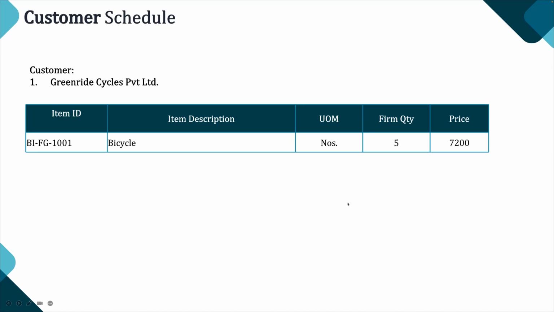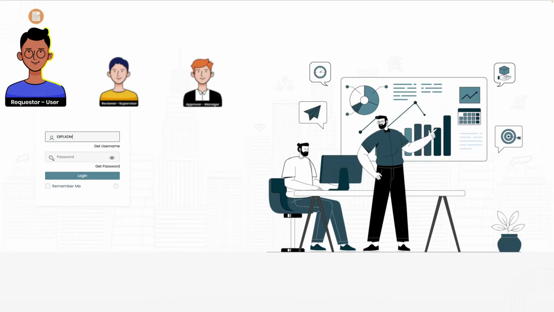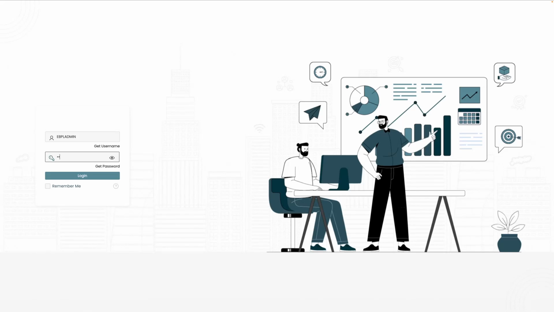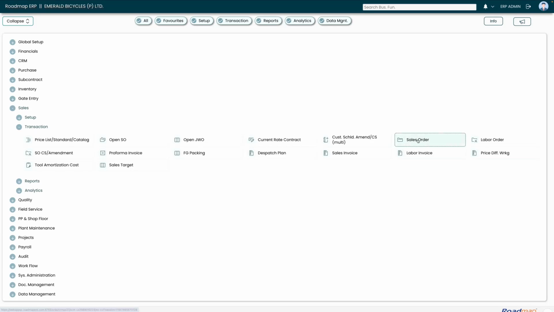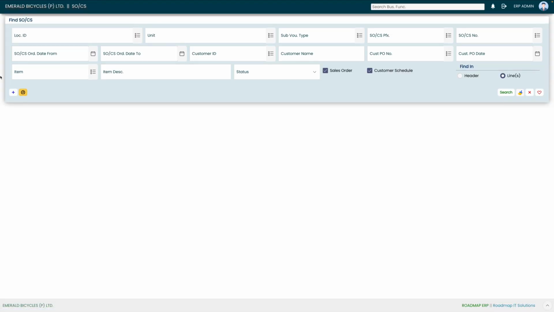In order to create it, let's move on to our login page. Enter a username and password. Now click on login. Now click on sales. At transaction, navigate to sale order, where your customer schedule also falls.